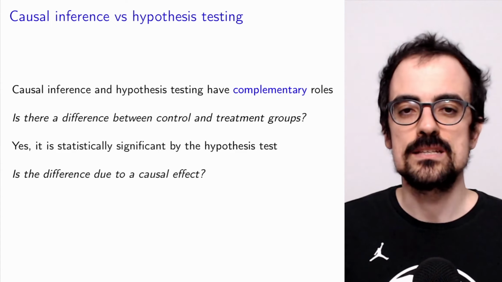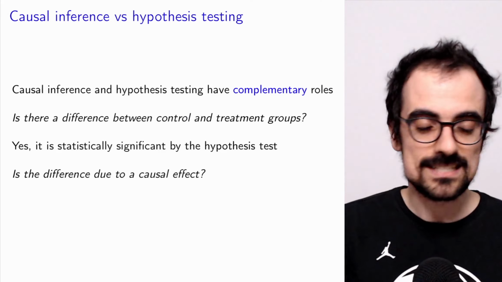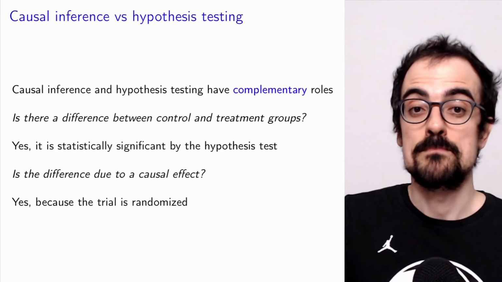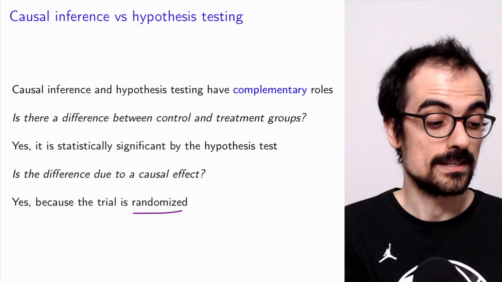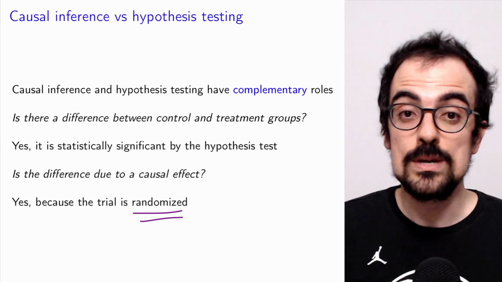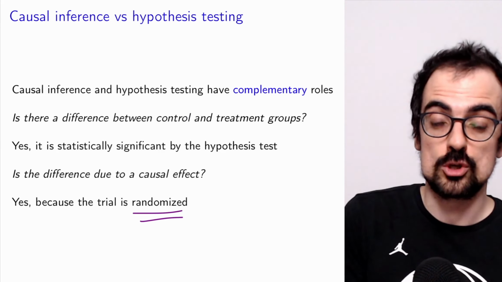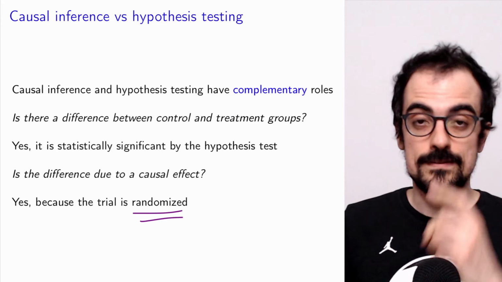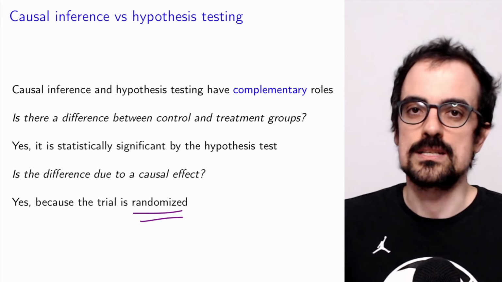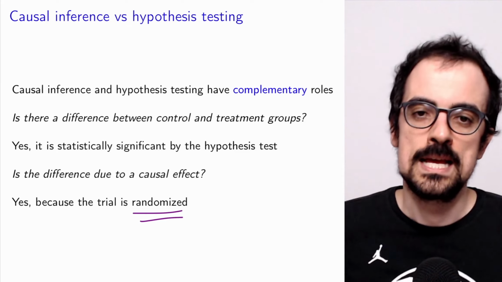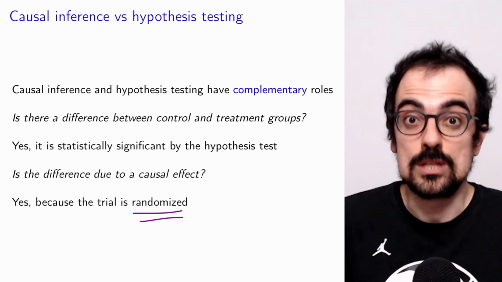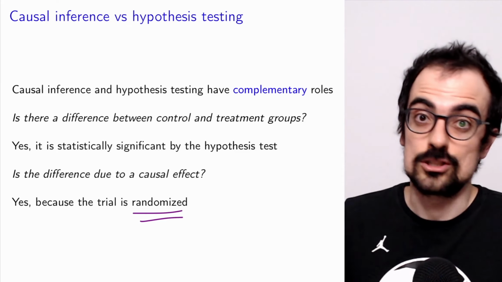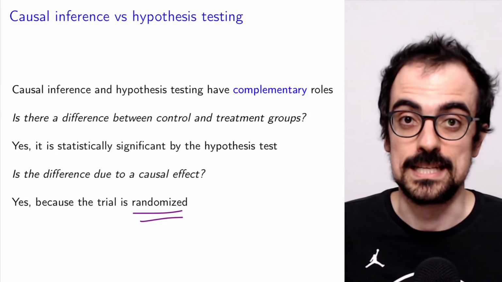Can we say that the difference is due to a causal effect? Yes, but not because of the p-value, but because the trial is randomized. So here we see that we need both. We need randomization to ensure that we can assign a causal effect, that we can interpret differences as being caused by a causal effect. And we need hypothesis testing to determine that a difference actually exists and it's not just random fluctuations, because we don't have enough data.